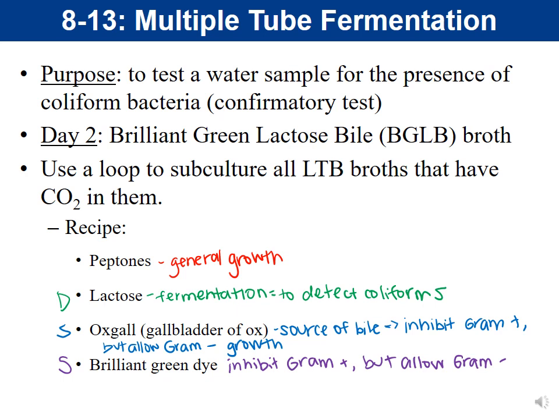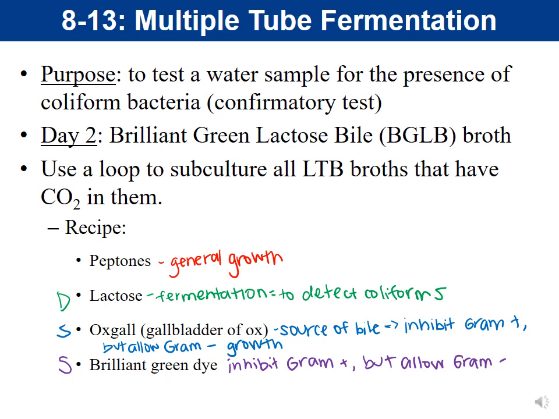And you would need to take that sample and subculture, which means to basically take the bacteria from the LTB and use a loop using your aseptic technique. Vortex your LTB to mix the bacteria, use your loop, dip it into the broth where the bacteria grew in the LTB, and then transfer that bacteria and inoculate a BGLB. And then you would take those BGLB tubes, put them in a can, and put them in the incubator.